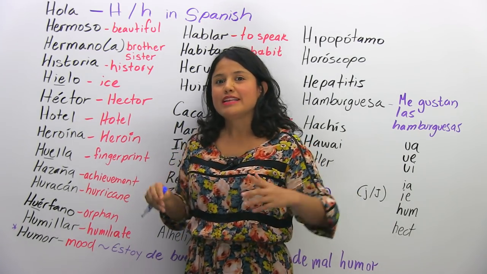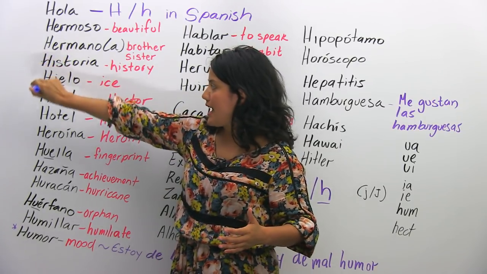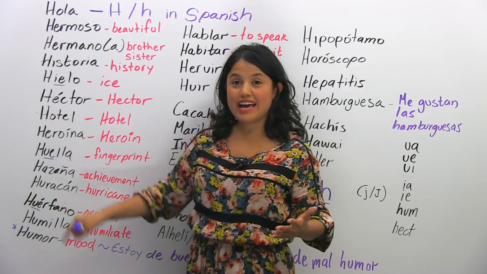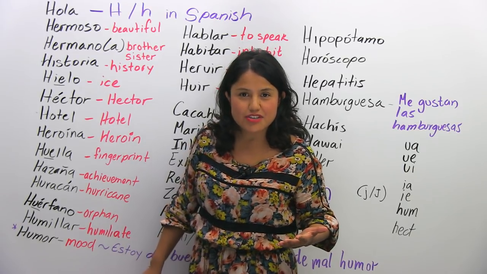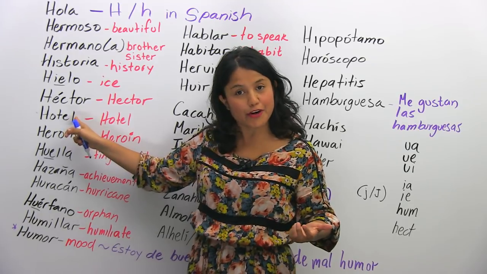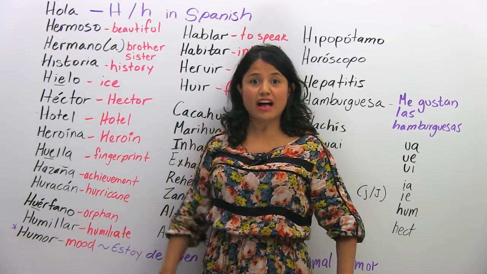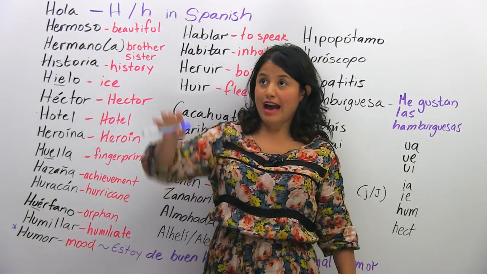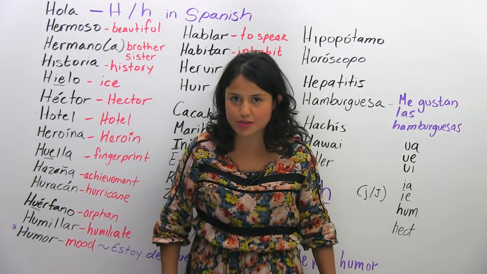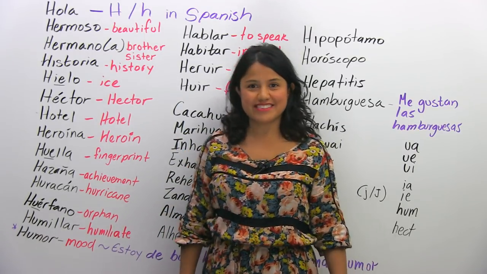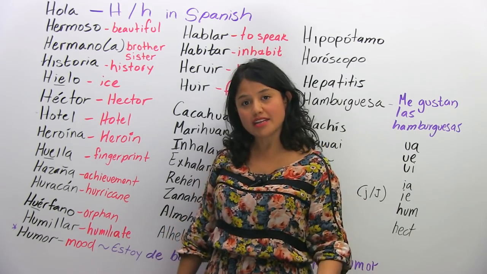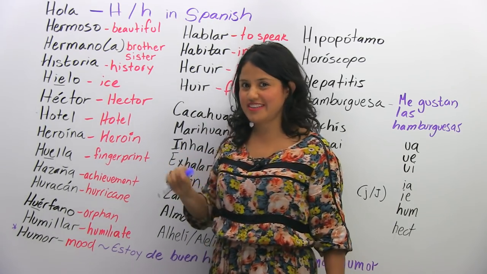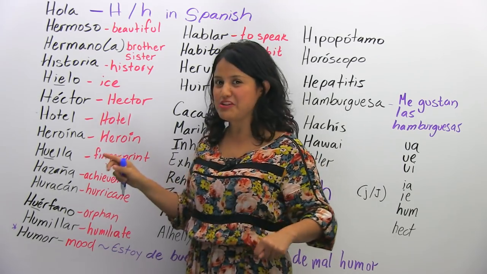Hotel. Now, this could be tricky, right? Just as historia and hotel, because if you say it in English, you're going to say history. And if you say hotel, you're going to say hotel. Because they are so similar, you're going to think, oh, it's the same. Mira, un hotel. But no, you're not going to say, oh, mira, hay un hotel, because the H is silent, mute. Very good. And I read that this word comes from French. Interesting. I haven't read a lot, but I'm going to, and I'll tell you more about it.